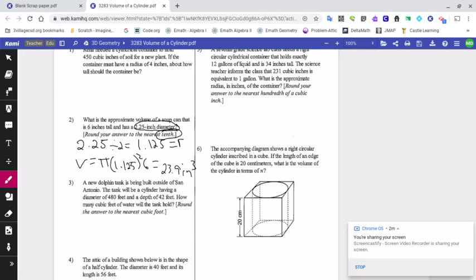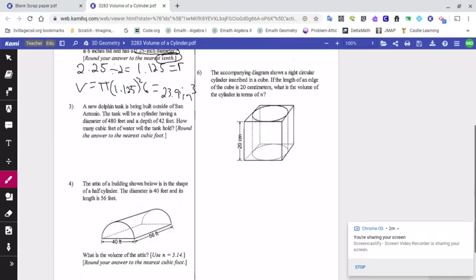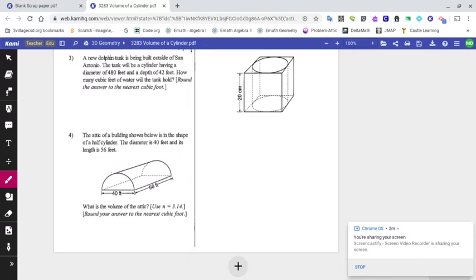The next one that you asked me to go over was number 4. This one gave you a diameter of 40, so that means the radius that you're going to use is 20. But this is a half cylinder, so you're going to calculate the volume of the entire cylinder and then take half of it. So again, the volume is going to be pi times 20 squared, that's the area of the base, times the height, which is 56.